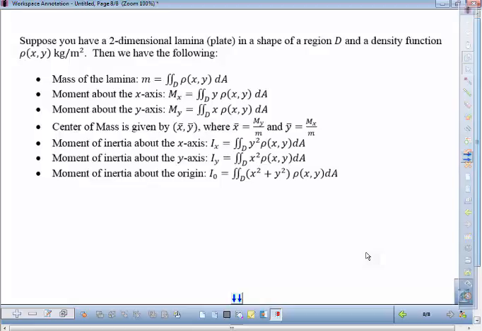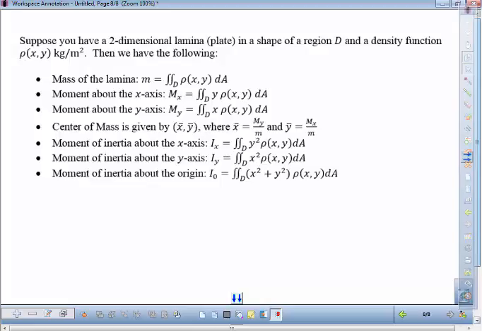So imagine you have a flat plate that's in the shape of D, a two-dimensional region, and then you have a density function. Your density function is given by rho of x, y, and it describes something in two dimensions. The density is in kilograms, or whatever unit you can use for density, per square area.